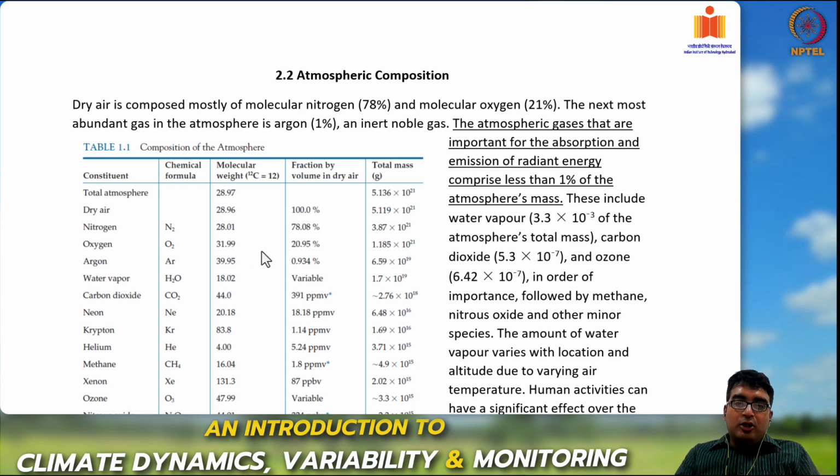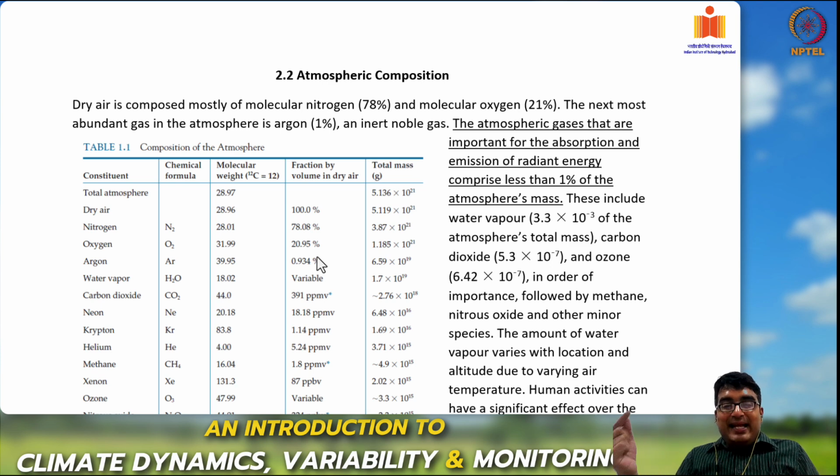So if you see the volume fraction, here is the list of the composition of the atmosphere by the gases, and volume fraction is close to the mole fraction, or if you take 100 moles of air, how many moles of each of the gases are there? Okay. So 78 mole percentage or volume percent of nitrogen is present in the air. Oxygen is around 20.95%, argon is 0.934%. And these three form the majority of the gas that is present in the atmosphere.